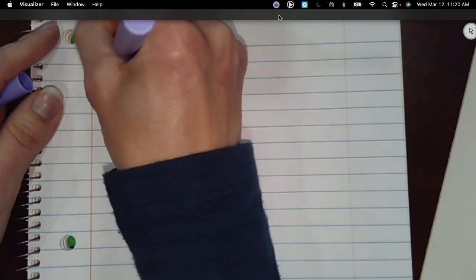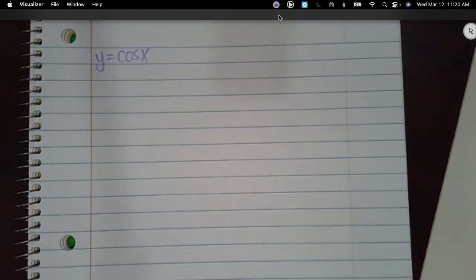So let's look at the function. I'm just going to start with the basic one. Y equals cosine of x. Okay, so guess what? The period of the function is the same. All right, the amplitude of this one is 1. The period is 2 pi over b, which is 1, so it's 2 pi.